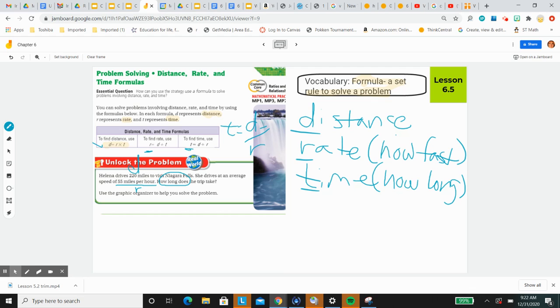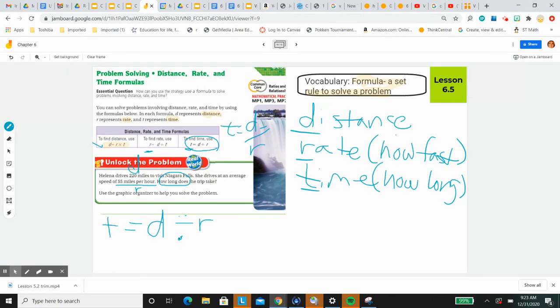So what I'm going to do is go up to my three formulas that I just touched here on the screen, and find the one that has time all by itself, which is right here. So I'm going to take time is equal to distance divided by R, rate. Okay, that's not a subtract, that's a divide.